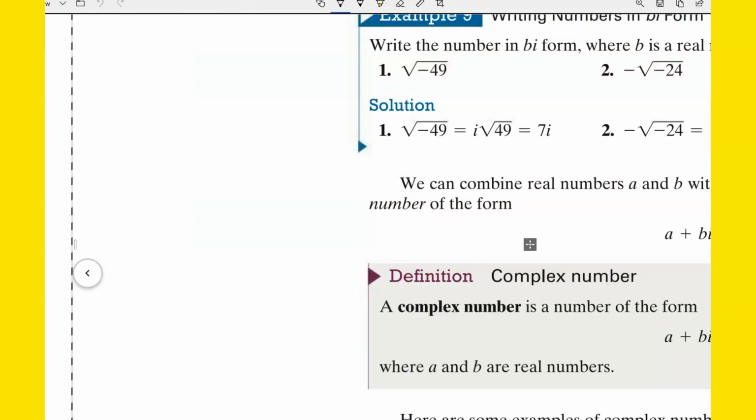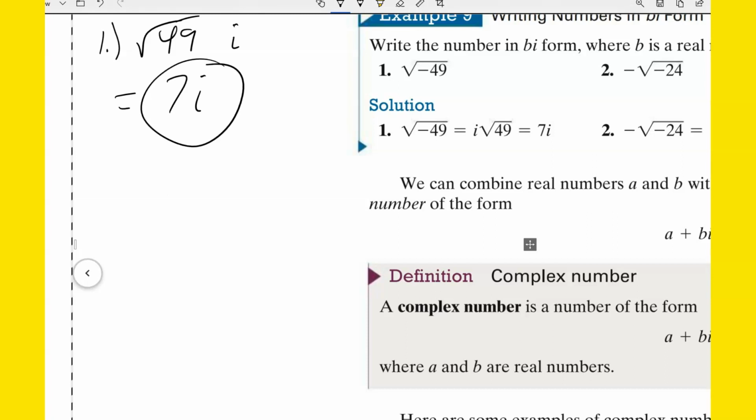So next example, we're trying to write these square roots with a negative underneath the radical. Instead of just saying not real, now we're going to put an i with it. So the square root of -49, just treat that as if it's the square root of 49, but put an i with it. What's the square root of 49? It's just 7, and then put an i with it, and that's how you do it.